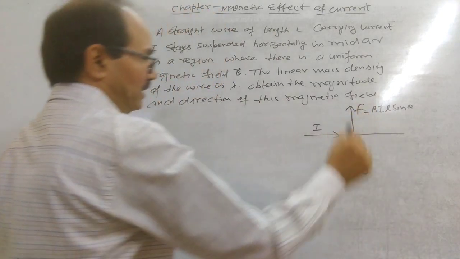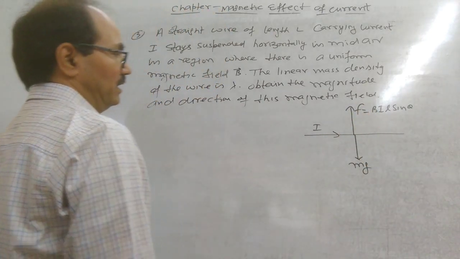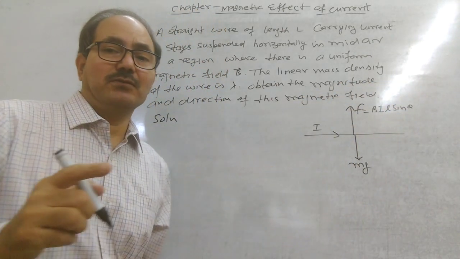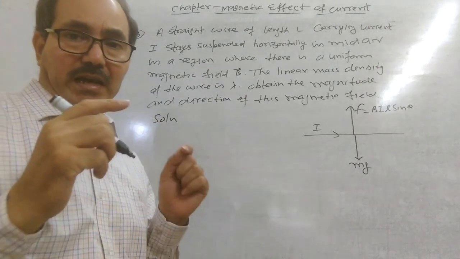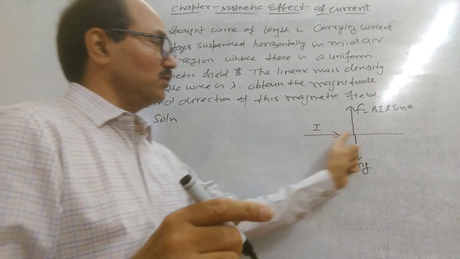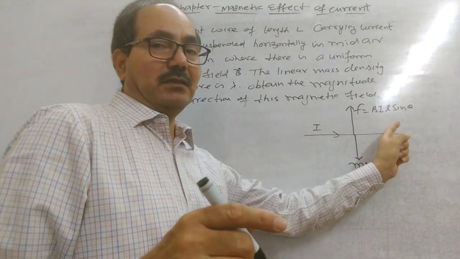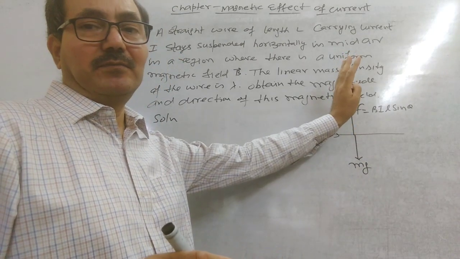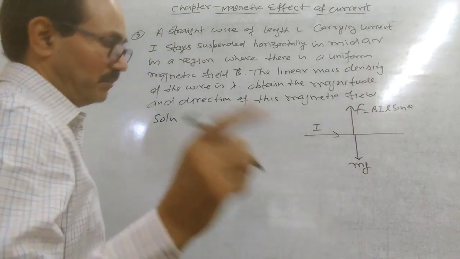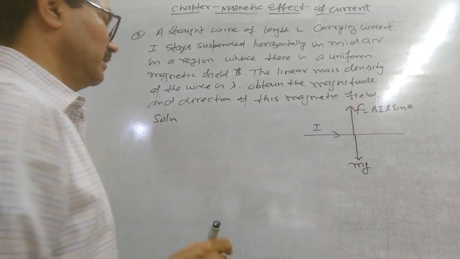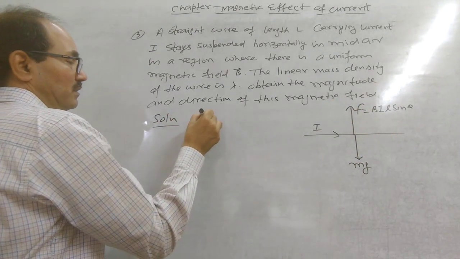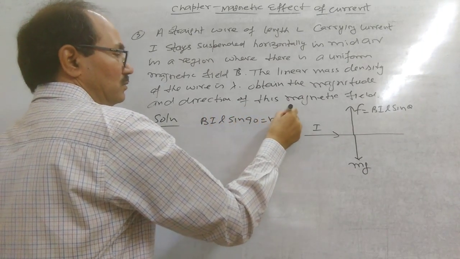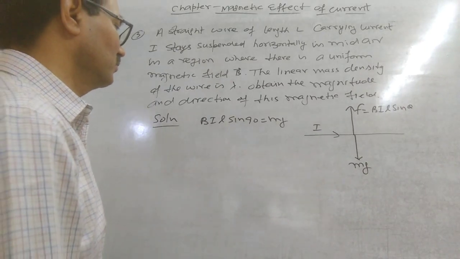Now here theta is 90 degrees, because the direction of the magnetic field is perpendicular to the length, because the force must be vertically upward. Therefore the direction of the magnetic field will be perpendicular to the length of the conductor. So this is BIL sin 90 is equal to mg.